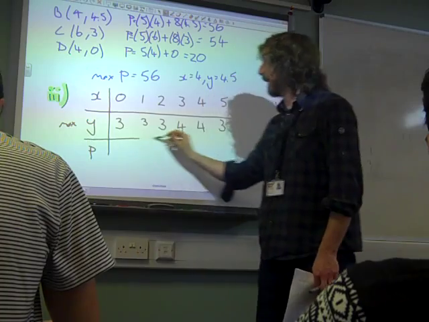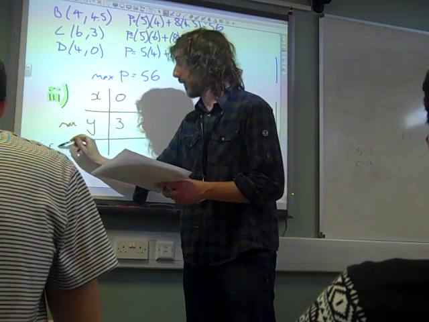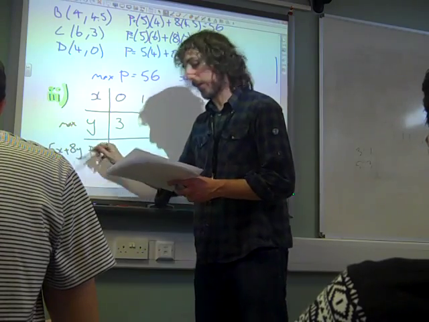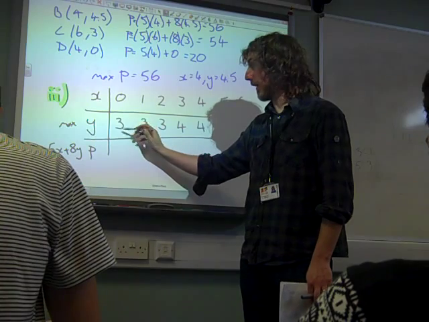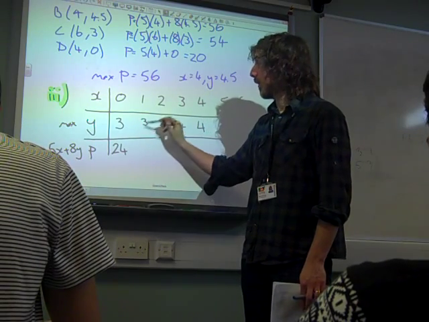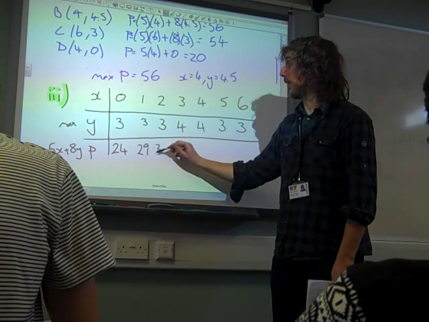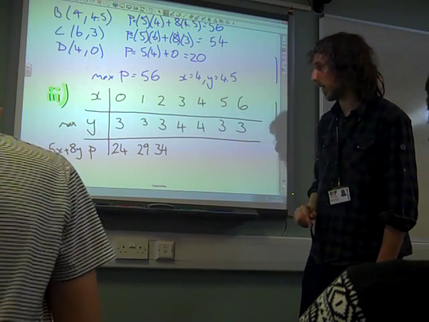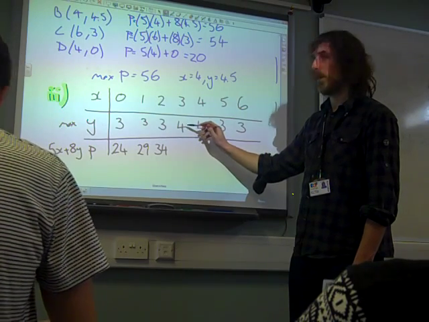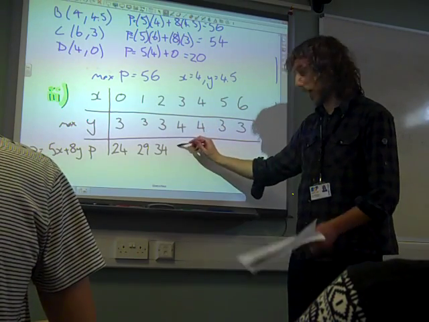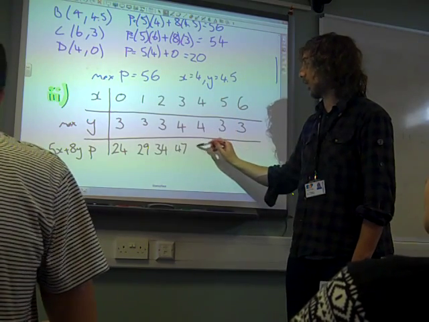And I need to work out P. P, remember, was 5x plus 8y. So if I calculate this all the way along, 5 zeros plus 8 threes, this would be 29. This would be 34, I think. Here we'd have 32 plus 15, so 47. And here we'd have an extra 5, so 52.